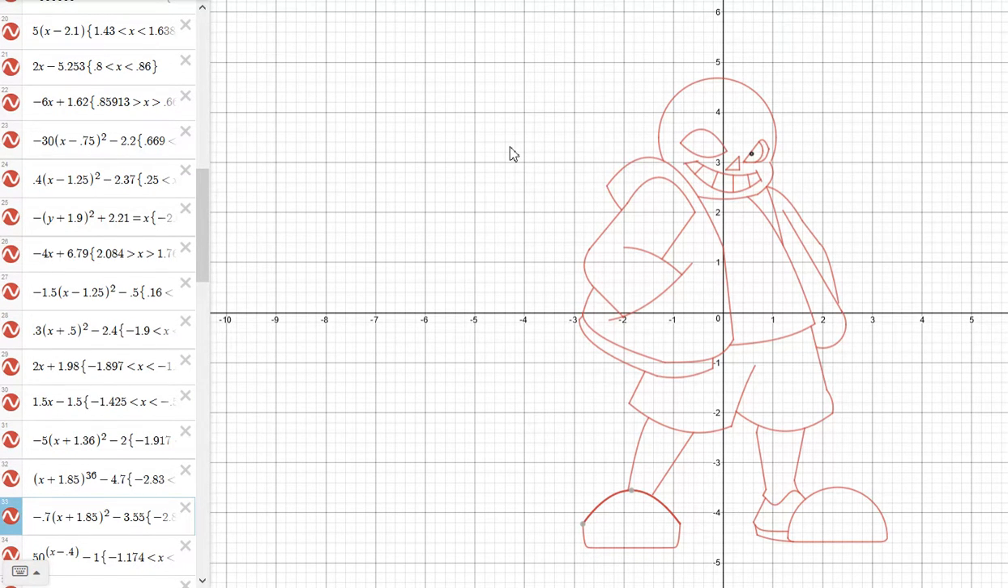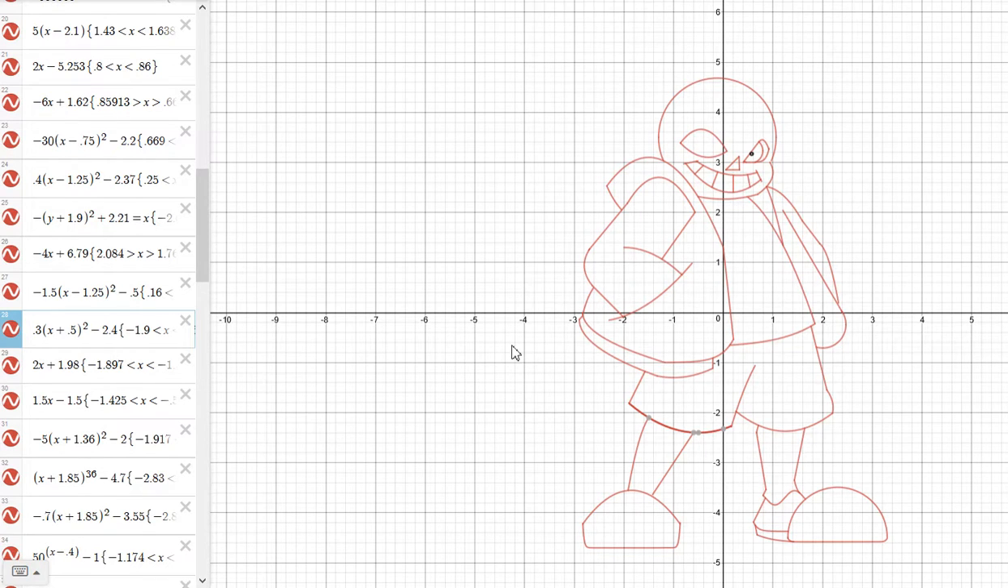This function was reflected over the x-axis because the function is y = -0.7(x + 1.85)^2 - 3.55. Since the 0.7 is a negative number, that means it was flipped over the x-axis.